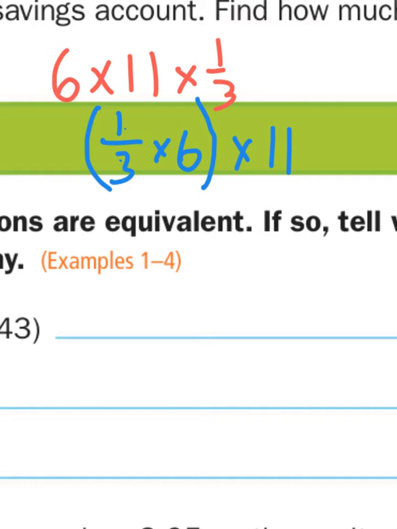Because 1/3 times 6, or 1/3 of 6, is mental math. What's 6 divided by 3? It's 2, right? And I'm going to do 2 times 11, which is 22. So that was $22.